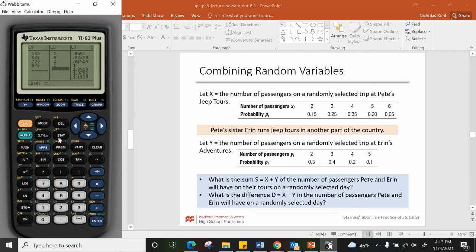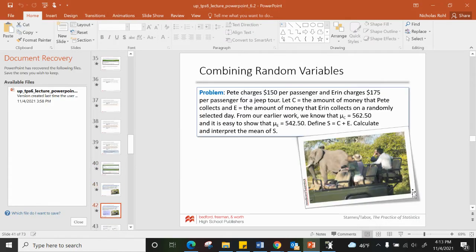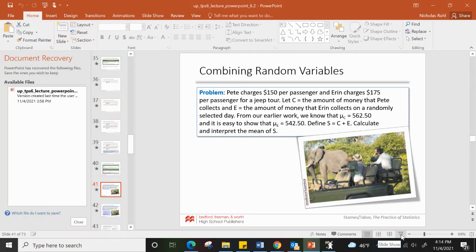I'm going to go to stat, calc, 1-Var Stats. I've got to do L1, comma, L2. Enter, and there we go. There's our mean. Let's see if we got it here. So Erin's mean should be 542.5, which it is, and we even got their standard deviation. So we're good to go. A little more practice right there.